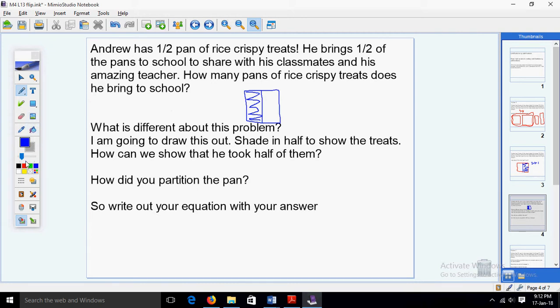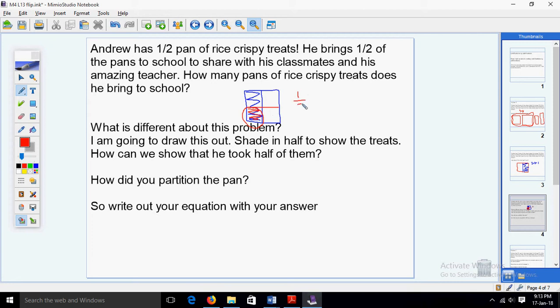But we're trying to figure out how much he brought. He brought half of that. So I'm going to divide it into half again. And from these 2, I'm going to figure out what half is. It's right here. And now I can see that the one that is double shaded here is what he's bringing. Okay? So we have 1 out of 4. So our answer will probably be 1/4. But let's go ahead and check.